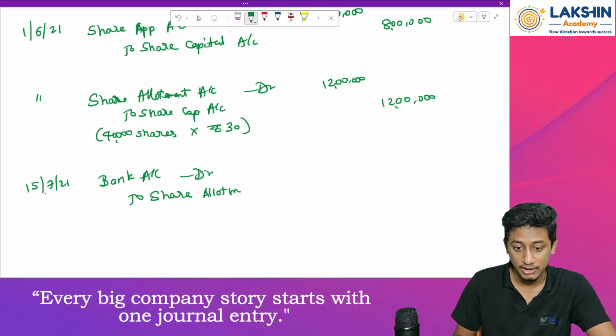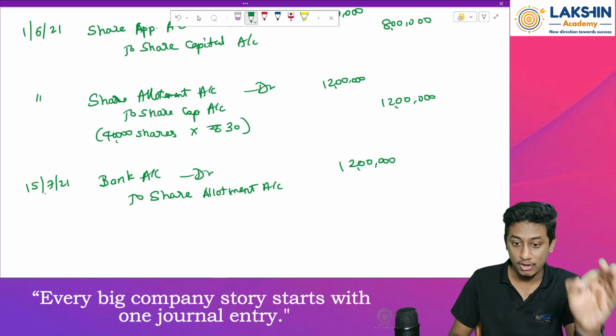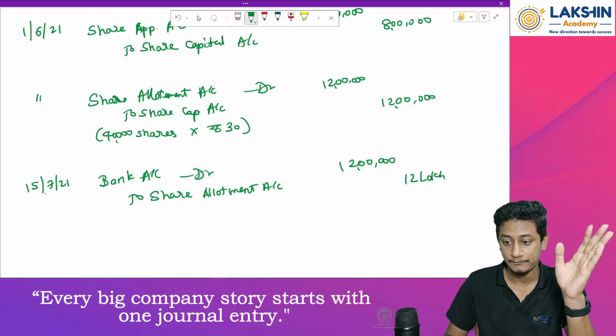I'm clearing off the share allotment account which was created before. So for how much? As per the question, the whole of the amount from allotment is received. So 12 lakh rupees. Okay, done.